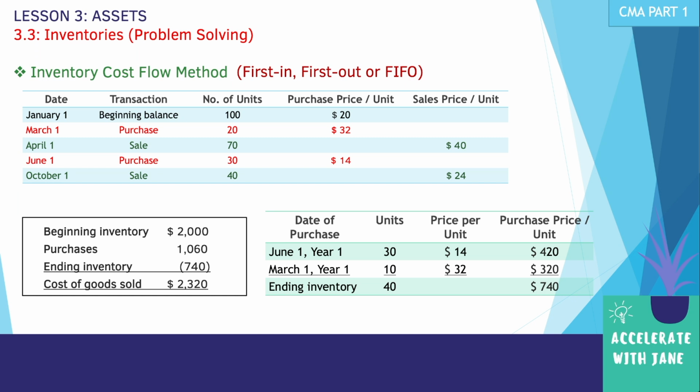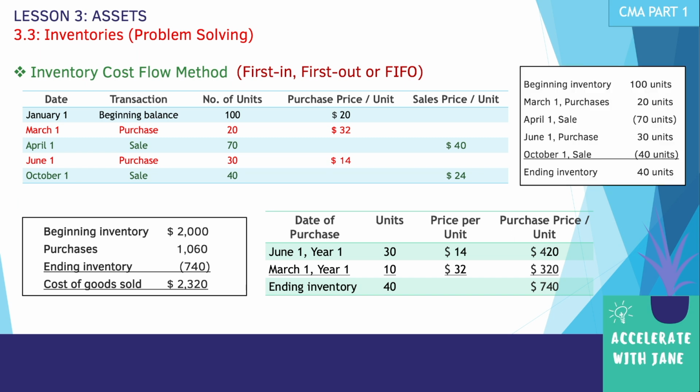And then if we are being asked how much is the cost of goods sold, again, we do the math. We first add the beginning inventory, $2,000. We add the purchases of 1,060. We deduct the ending inventory. So these ending inventories, you can see this is computed here, okay? 740. Therefore, we get the cost of goods sold, which is 2,320. So I hope that is clear.